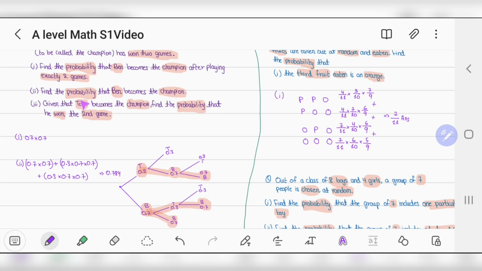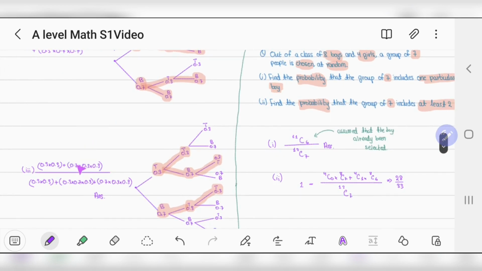Given that Tom becomes the champion. Tom becomes the champion. So 0.3 times 0.3 plus 0.3 times 0.7 times 0.3 plus 0.7 times 0.3 times 0.3. Okay. But find the probability that he won the second game. So he won the second game, so you will take this one. Oh wait, yeah, this one. 0.7 times 0.3 times 0.3.